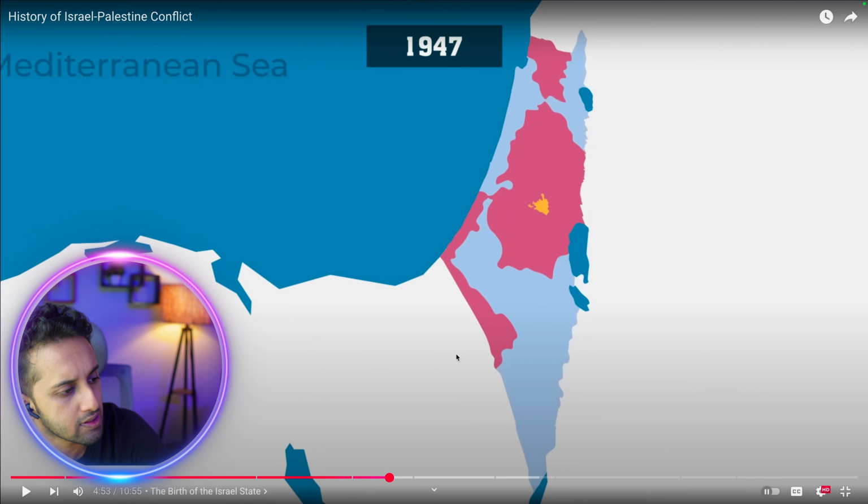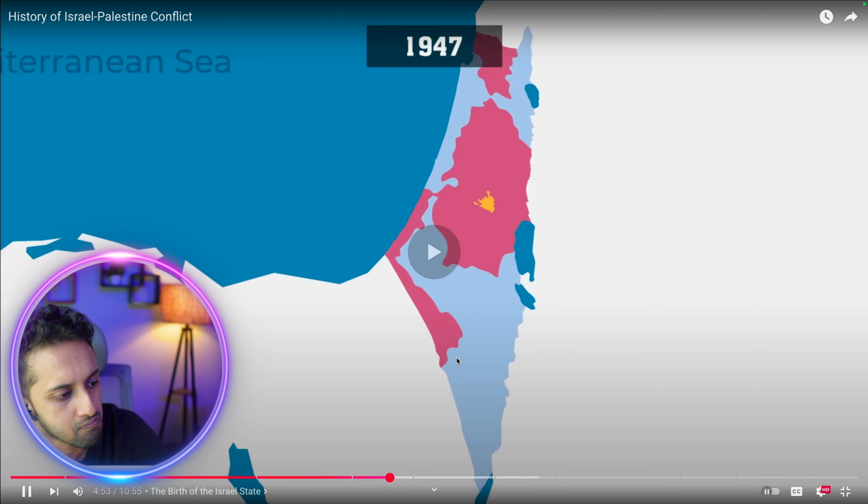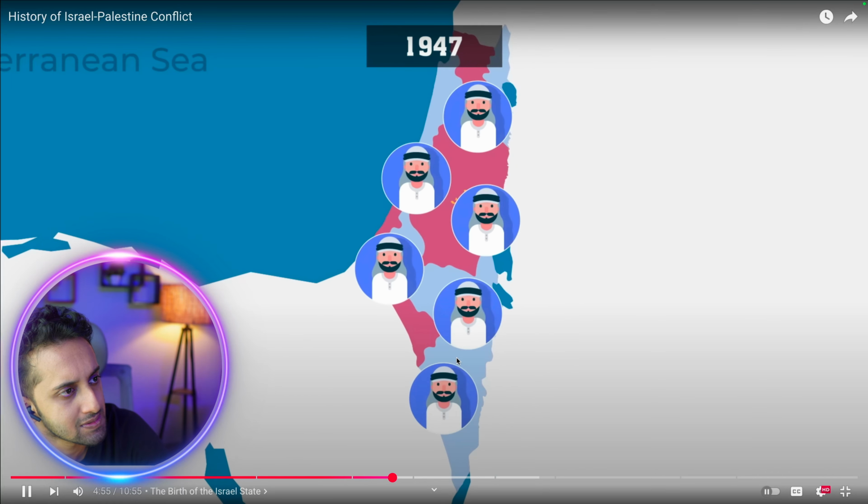They began... Okay, that's kind of not right. But I did not know that the Jewish population was significantly lesser at this point. Okay. To form volunteer armies throughout Palestine.